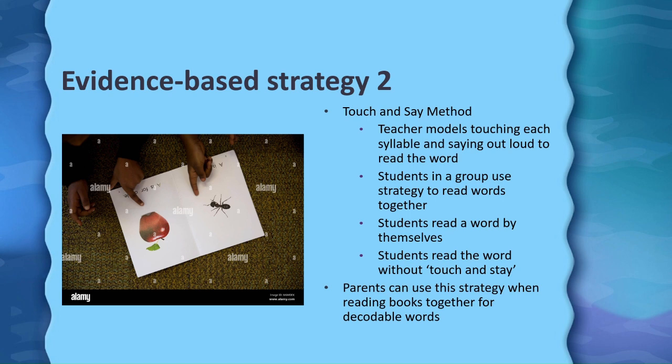Our second evidence-based strategy is the touch and say method. So with this one, you would need a book or maybe a set of words, like the example we have here on the left, and the teacher will model touching each syllable and saying out loud the read word. So for example, we have ant here. So she'd say ant. It goes all together. Next we have apple, so it would be apple. So students would use that strategy to read the words.